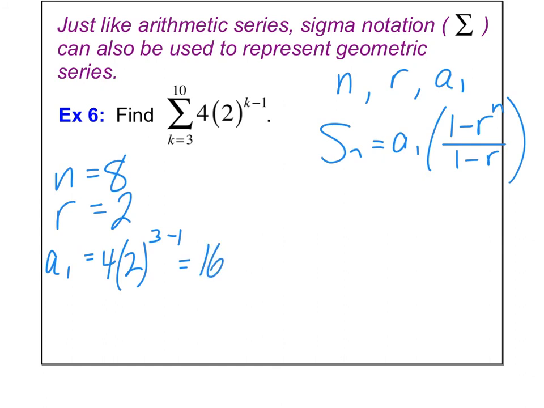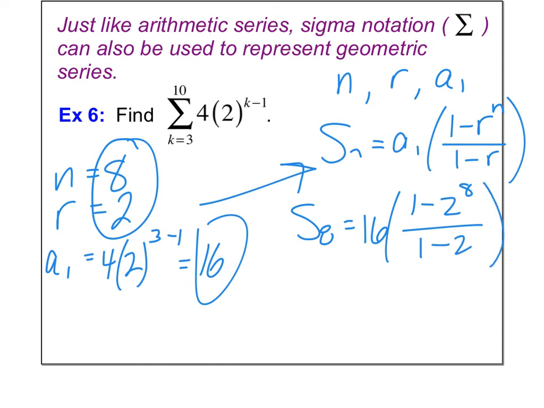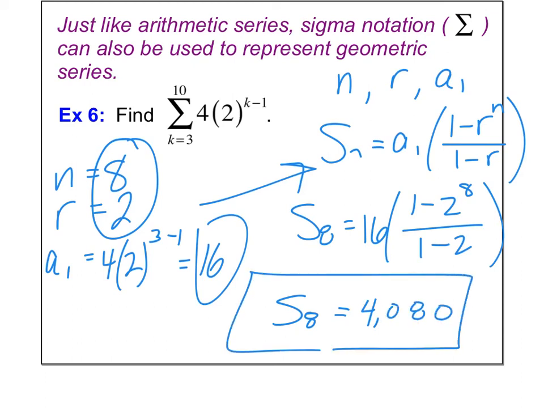Now I have everything that I need to plug into that equation. So S of 8 terms, we're going to add 8 terms of this geometric series, is the first term times 1 minus the ratio to the 8th power over 1 minus 2. Calculator time, verify that your sum is 4,080. And that's your final answer.